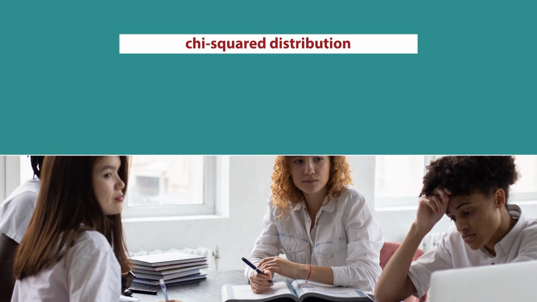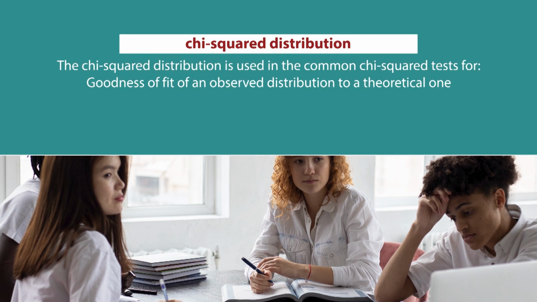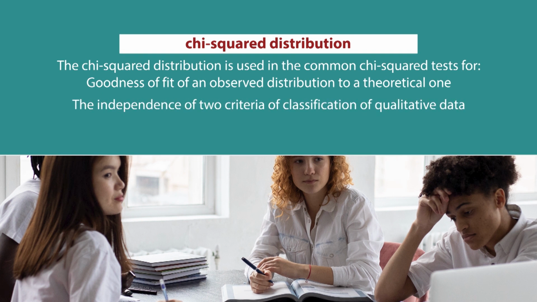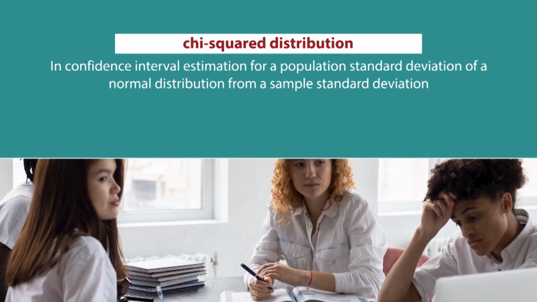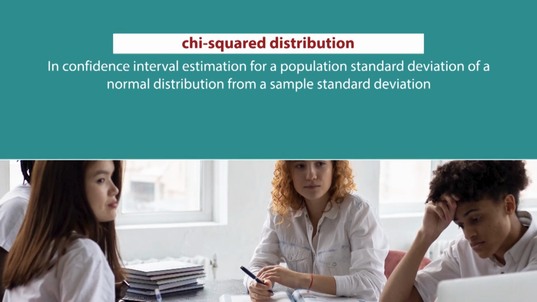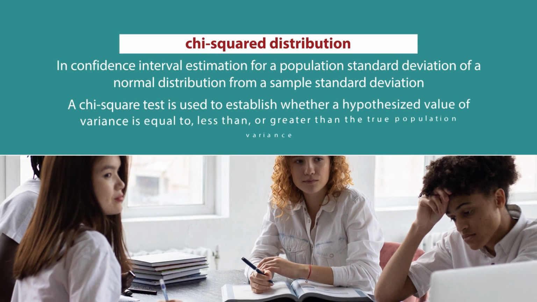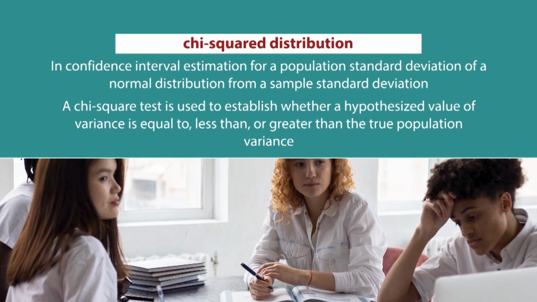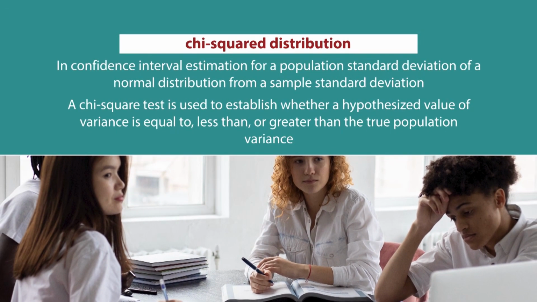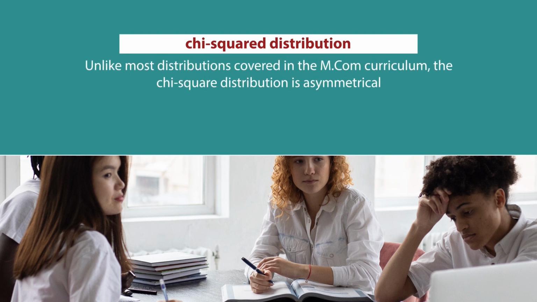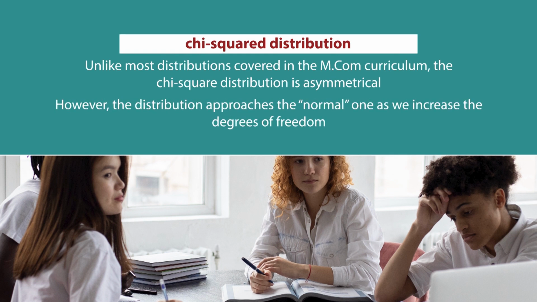The chi-square distribution is used in the common chi-square test for goodness of fit of an observed distribution to a theoretical one, for the independence of two criteria of classification of qualitative data, and in confidence interval estimation for a population standard deviation of a normal distribution from a sample standard deviation. A chi-square test is used to establish whether a hypothesized value of variance is equal to, less than, or greater than the true population variance. Unlike most distributions covered in the MCOM curriculum, the chi-square distribution is asymmetrical. However, the distribution approaches the normal one as we increase the degrees of freedom.